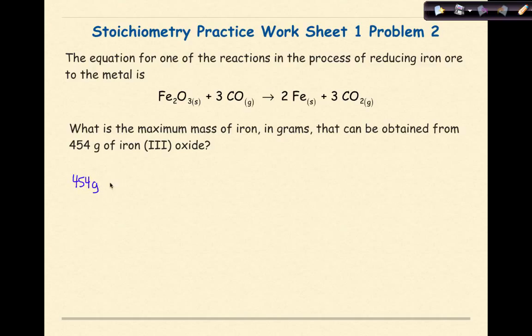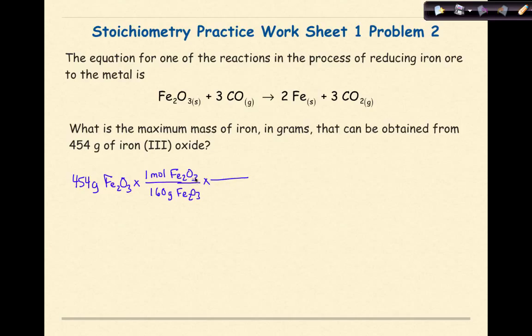Our given here is 454 grams of Fe2O3. Our first step in order to get to the maximum mass of iron is going to be converting Fe2O3 to moles. So for every 1 mole of Fe2O3, we know that the gram formula mass is around 160 grams of Fe2O3. Then we're going to go to the next step.